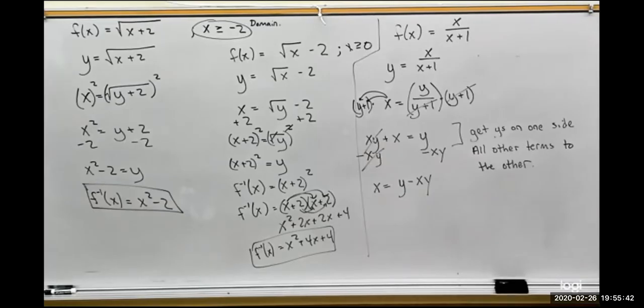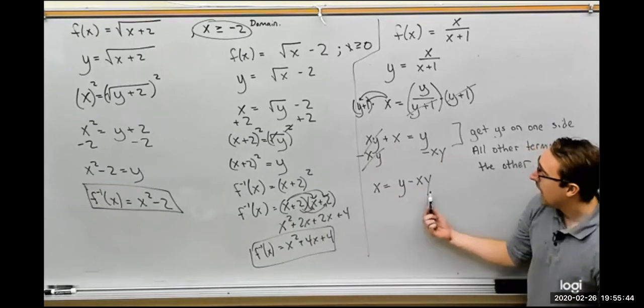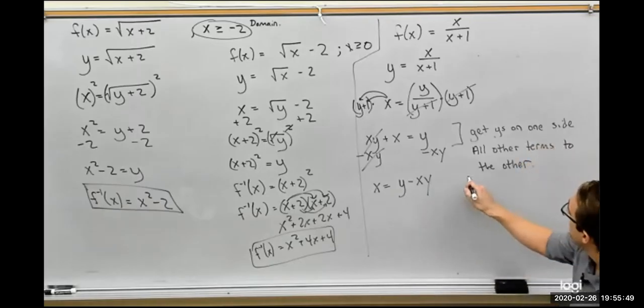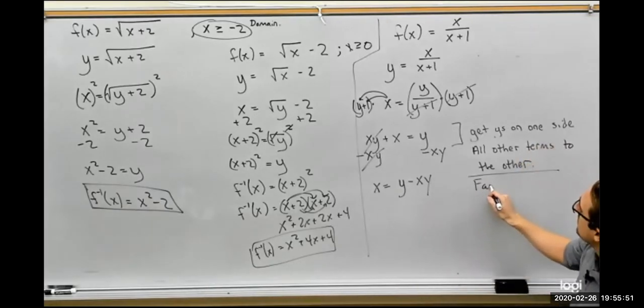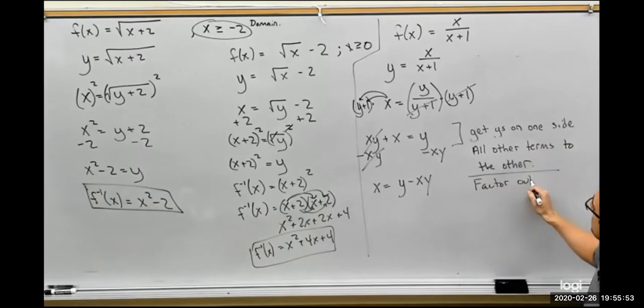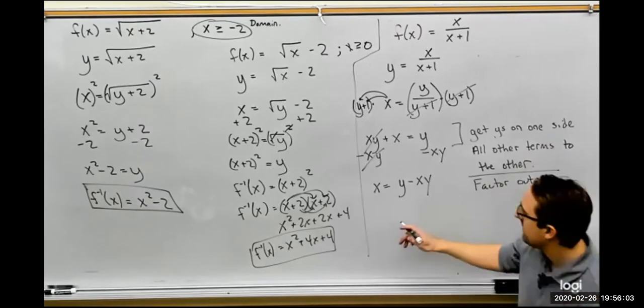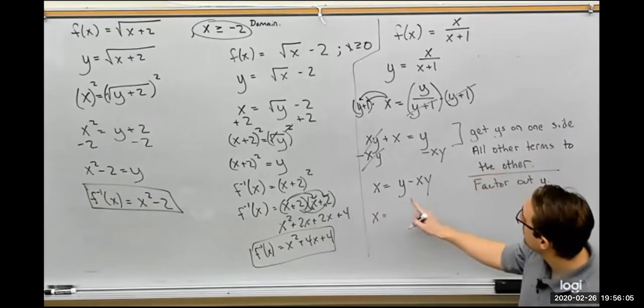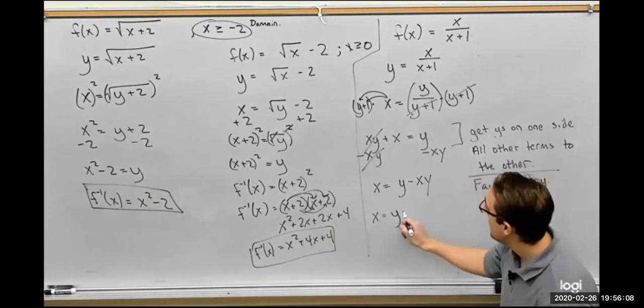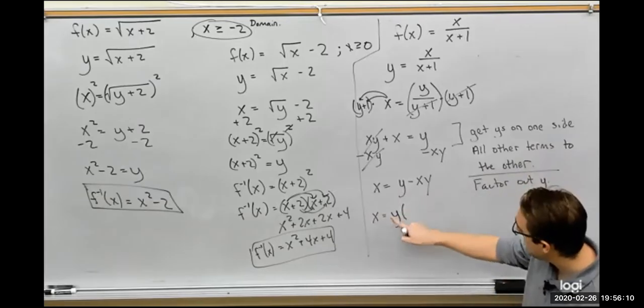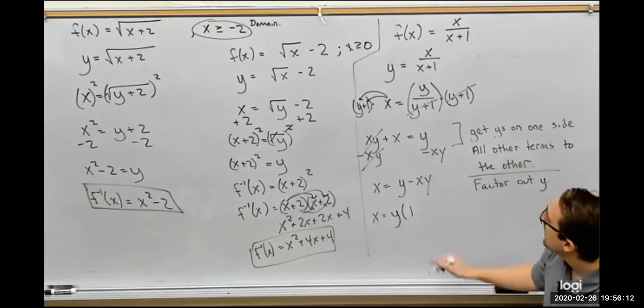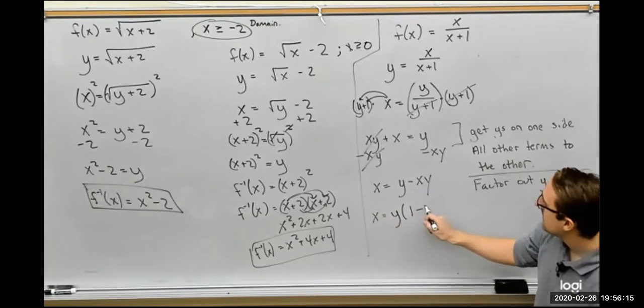Now, if we have a y here and a y here, we could factor out a y. Okay, this is a new solving technique that we can't do unless we know how to factor, right? We would never be able to do this if we didn't know how to factor. It's going to be x equals, they both share a y, so we take out the y, and we are left with y divided by y is 1. xy divided by y is x.